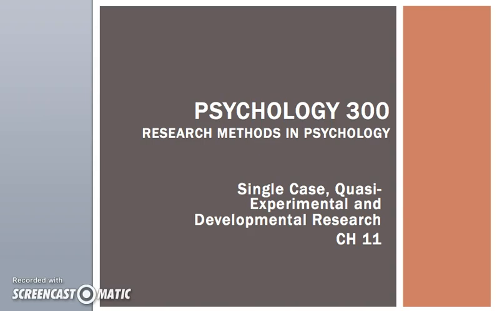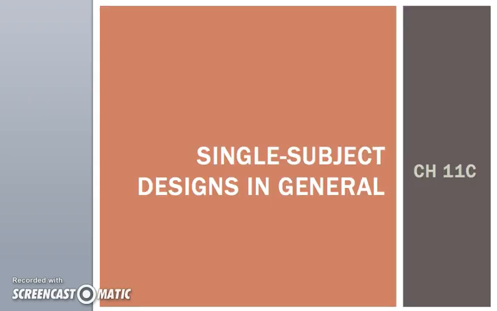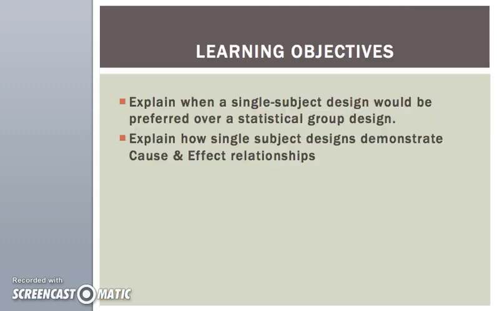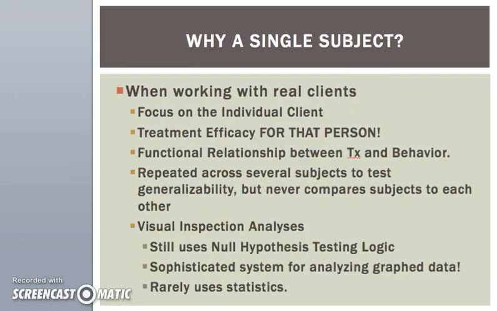Designs, and Developmental Research. This lecture in the series, Chapter 11C, deals with single subject designs in general. Later we'll talk about each one individually. The learning objectives for this particular lecture involve you being able to explain when a single subject design would be preferred over statistical group design, and explaining how single subject designs demonstrate cause and effect relationships.